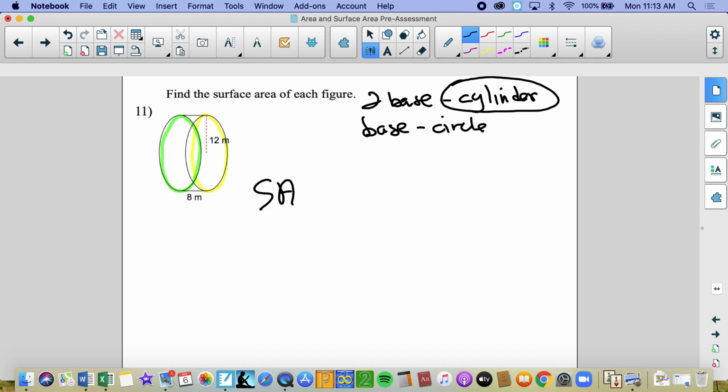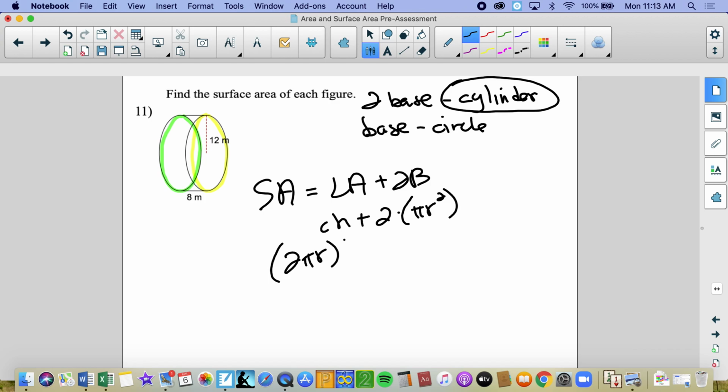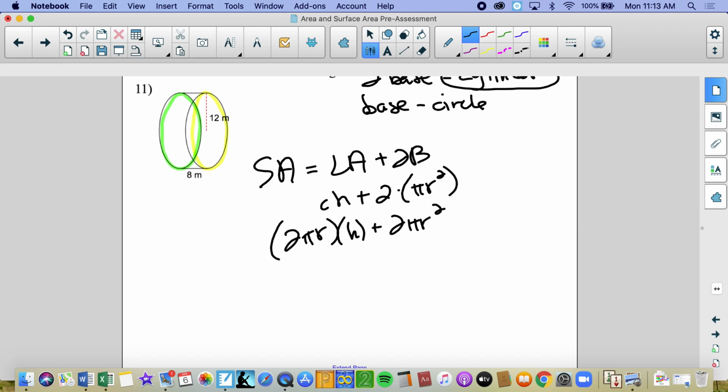And the surface area equals still lateral area plus 2 times the base area. My lateral area, instead of using the perimeter, because when we talk about circles, it's the circumference times the height plus 2 times the area of my base. My area of a circle is pi r squared. So what is the circumference? Well, that's going to be 2 pi r, the formula for circumference of a circle, times the height plus 2 pi r squared.